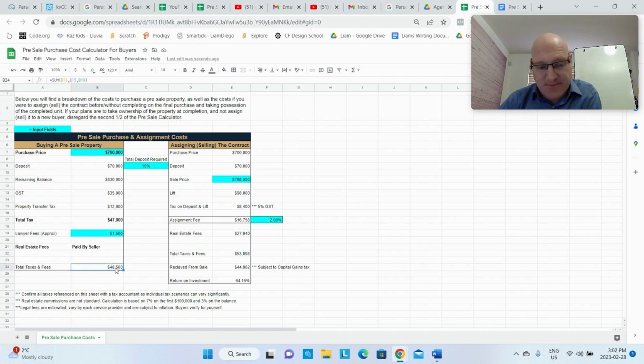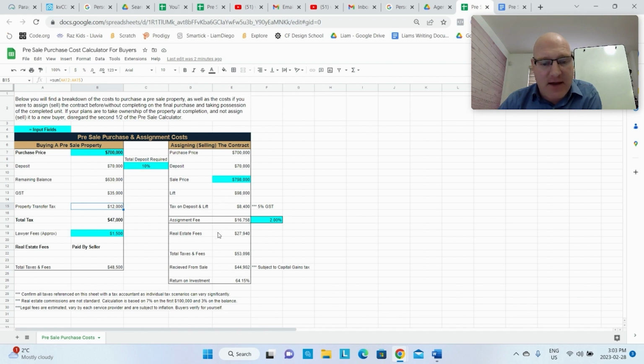So over here, the majority of these fees, the 35,000 GST and the $12,000 property transfer tax, are based off of this price. Those fees will actually be passed on to the buyer. So you won't be taking on these fees, and then you will be taking on these fees. So what it's done here is now taking your 798,000 minus your original purchase price. So then you have your lift, which is 98,000. It subtracts your taxes on your deposit and lift, your assignment fee, your real estate fees, which total here. So the total of your taxes, assignment fee, and real estate fees is 53,000.